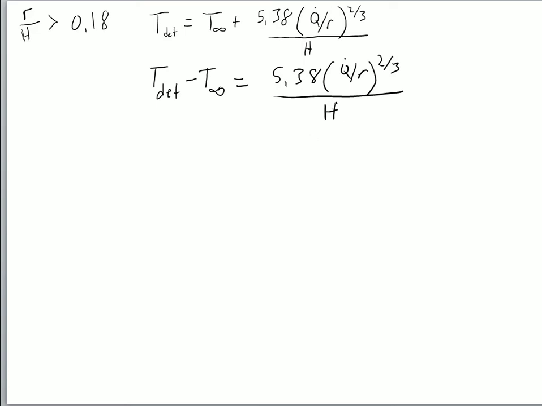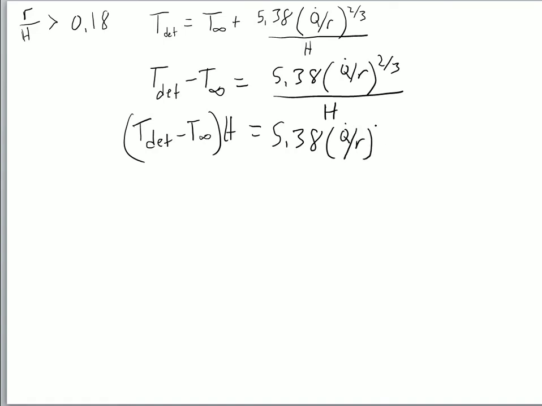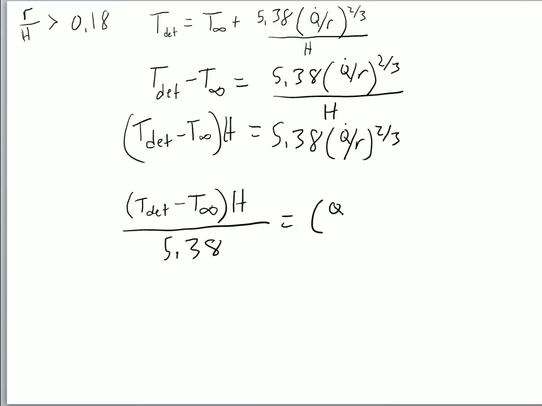So next we'd multiply whatever's in the denominator across, so we'd have temperature of the detector minus T infinity multiplied by H, and that would equal 5.38 times Q dot over R to the 2/3 power. And then we would divide by whatever the multiplying factor is. So we have temperature of the detector minus T infinity multiplied by H divided by 5.38 is equal to Q dot over R to the 2/3 power.